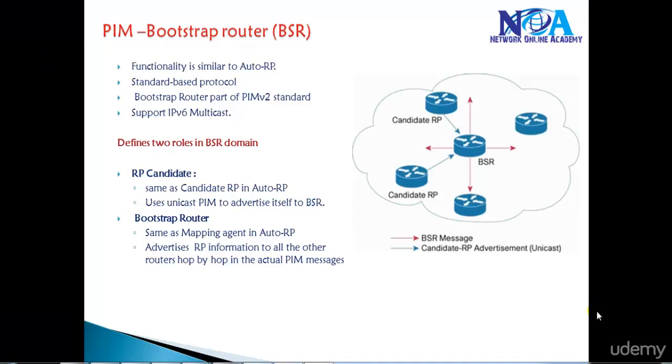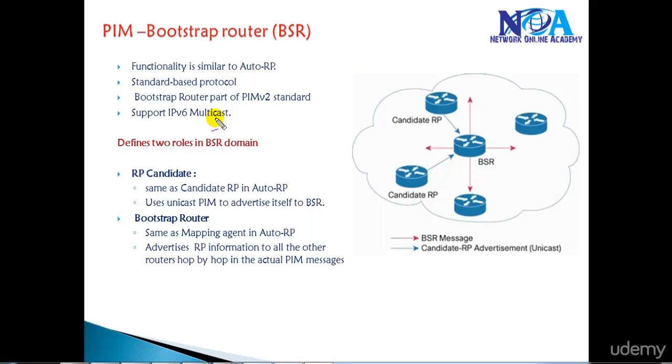Now in this video we'll talk about PIM Bootstrap Router, which is an alternative to Auto RP for advertising the RP information to the rest of the domain. PIM Bootstrap Router is a standards-based protocol which is part of the PIM version 2 standard. One of the major advantages is that it's a standards-based solution to advertise the RP information within the PIM domain, and it also supports IPv6 multicast.